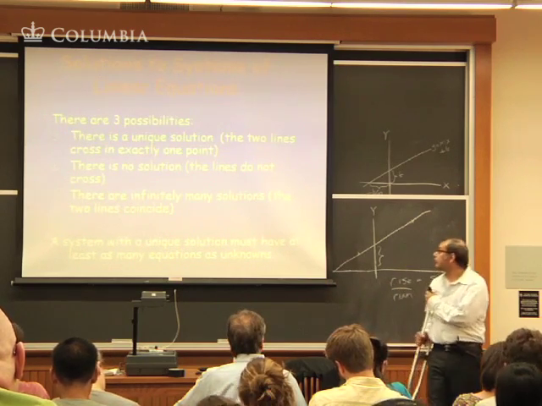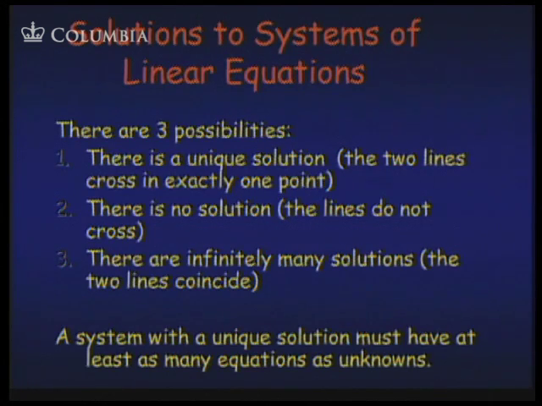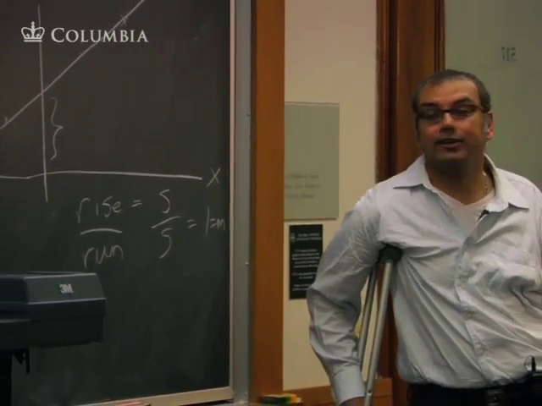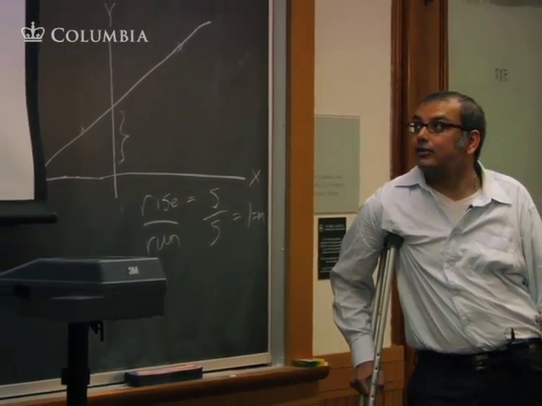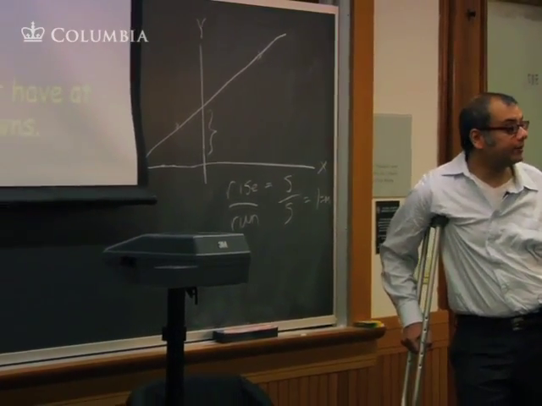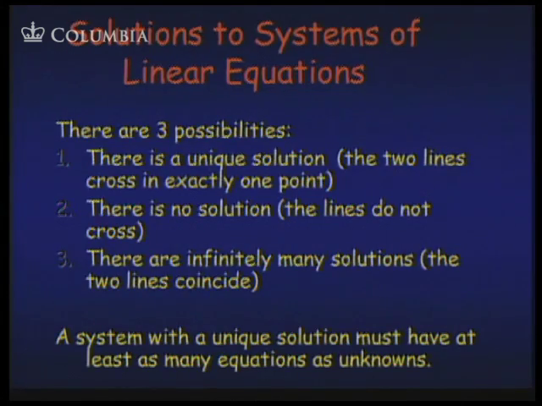So when we're talking about linear equations, there are just three possibilities. When we're only talking about two equations, no more than two, then there's either a unique solution, that is, the two lines cross at exactly one point. Because they're linear, they can only cross once.